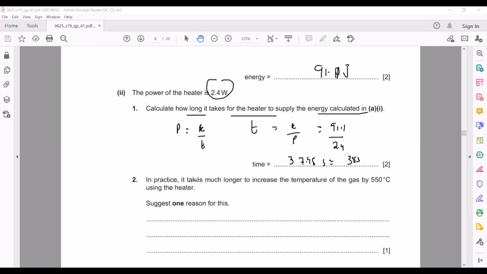In practice, it takes much longer to increase the temperature of a gas by 550. Suggest one reason for that. We want to increase the temperature of the gas trapped in this cylinder by 550, and we calculated that it should take approximately 38 seconds, but in practice it needs more time.